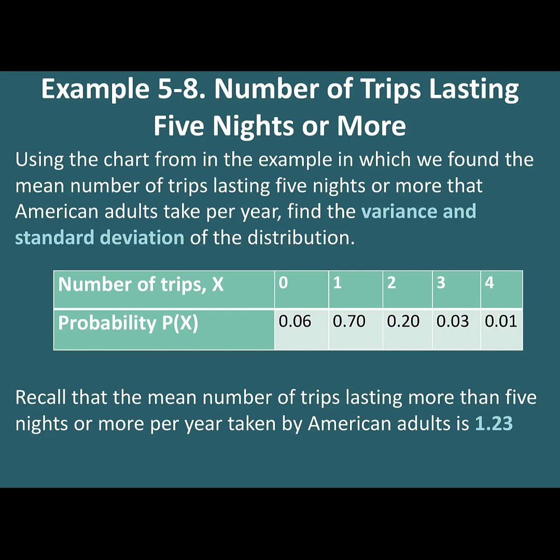Now, let's go ahead and find the variance and standard deviation of the previous example that we did, talking about the number of trips lasting 5 nights or more. And let's recall that the mean number of trips lasting 5 or more nights is 1.23. Remember, we will be squaring this mean in a moment and subtracting it from a sum of products. Once again, we actually need to find the square of each of these events. And after you square each event, you will be multiplying times their respective probabilities and then adding them up.